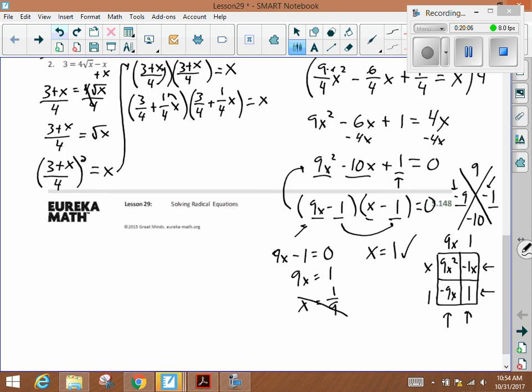Now let's FOIL. 3/4 times 3/4 is 9/16. 3/4 times 1/4 x is going to be 3/16 x. 1/4 x, my bad, times 3/4 is going to be equal to positive 3/16 x, right? I'm multiplying my numerators, I'm multiplying my denominators, x.